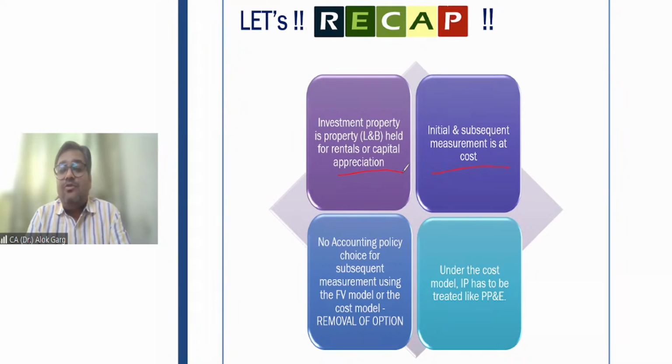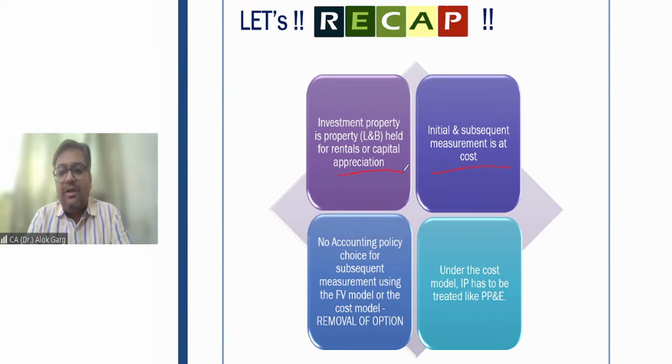Investment property has to be subsequently measured at cost model, not revaluation model. Fair value model is not allowed. This fair value model is allowed in IFRS, but we have taken a carve out. It is not allowed in Ind AS. But being an investment property, we need to show the fair value of the investment property in the notes to accounts. Okay.